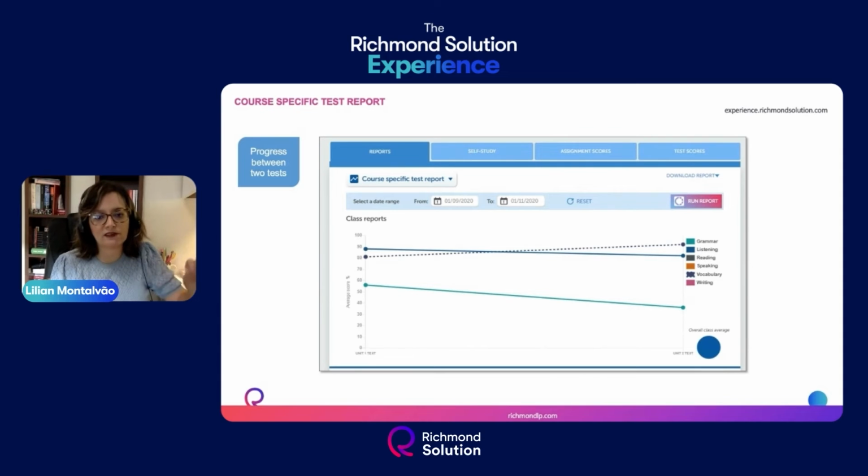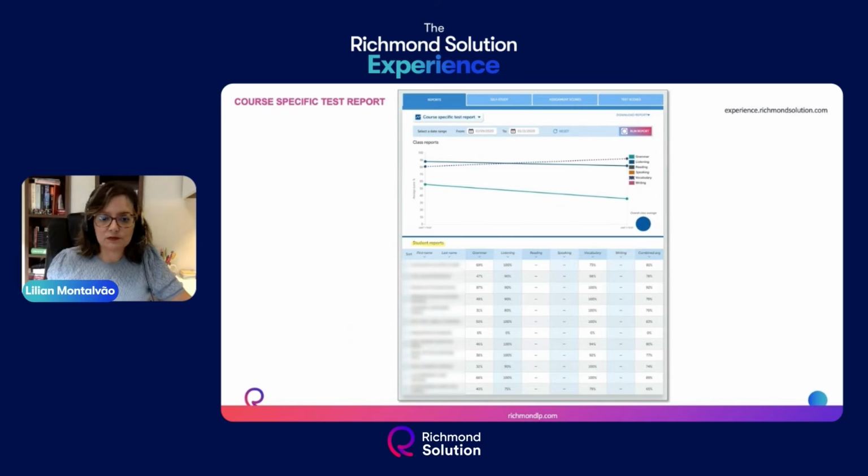So each one of these lines represents one of the skills or the criteria. And then we can see if there was progress or not, or if it's stable. Here it's the same, but we also have the student reports as well. So we can see student by student.